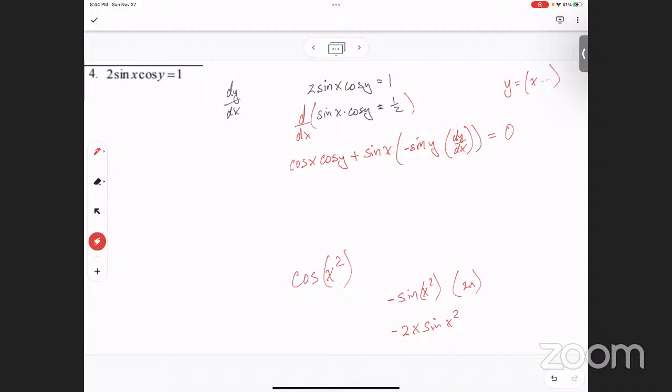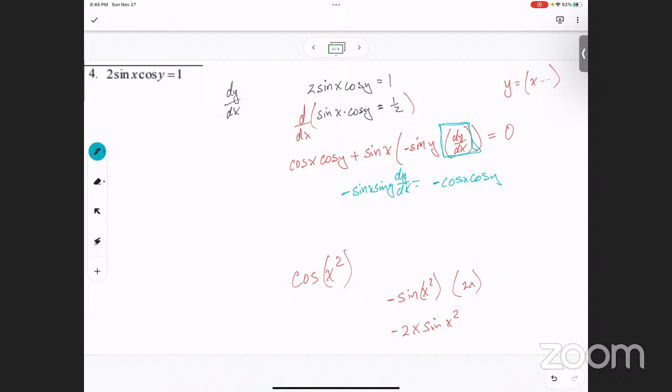Okay. Gotcha. So what I'm going to do is solve this equation now, and isolate this variable right here, dy dx. I'm going to get that by itself. So to do that, I'm going to first subtract cosine x, cosine y from both sides. And that would leave me with negative sine x, sine y, dy dx on the left.